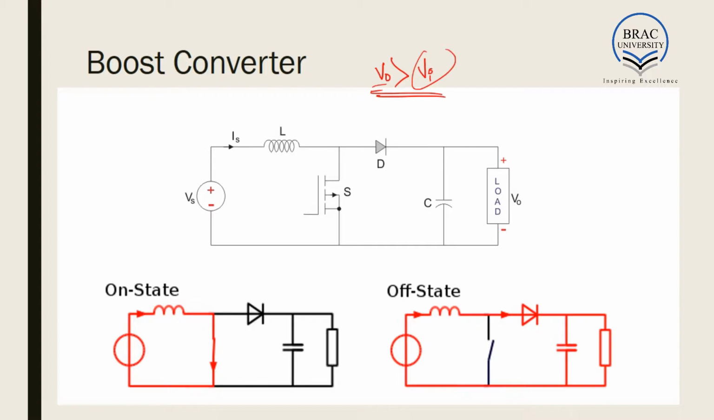Now this is the circuit of the boost converter. We'll see that there is a change in the position of the inductor, diode and the switch as compared to the buck converter. So just like the buck converter, we'll again consider the on state and off state for our calculation.